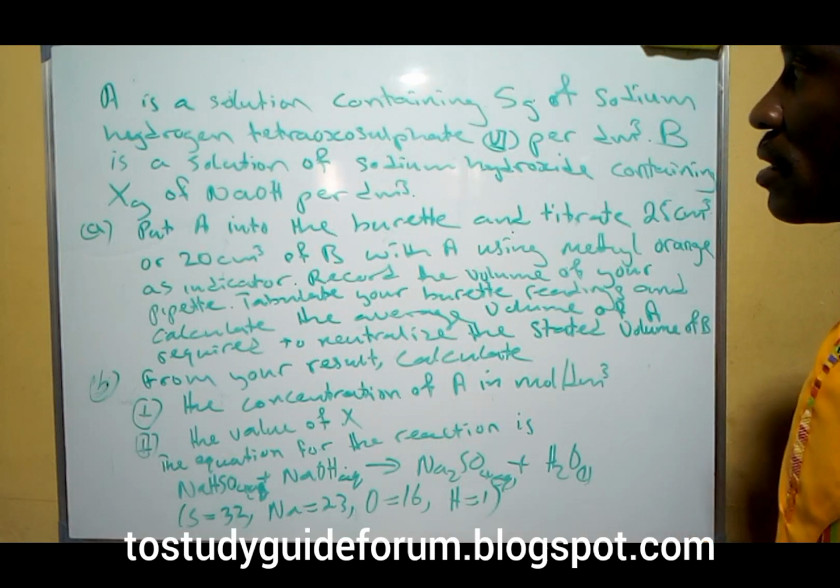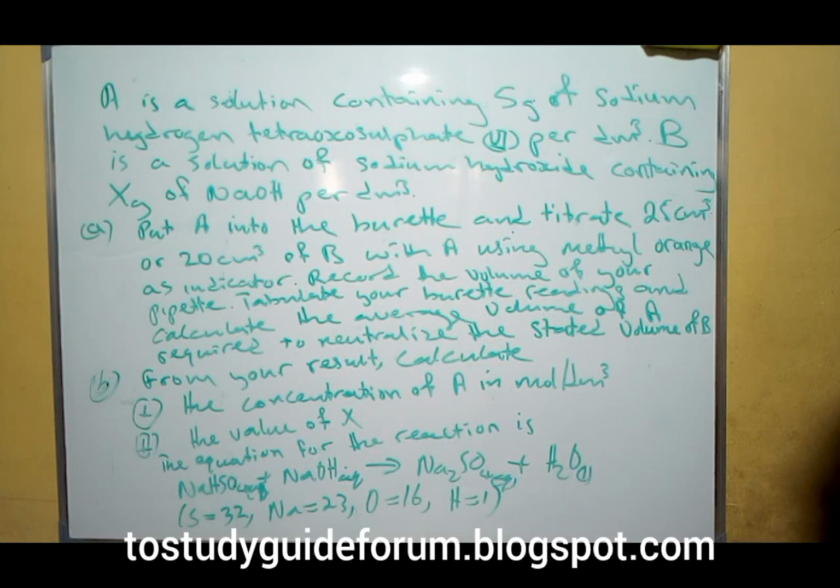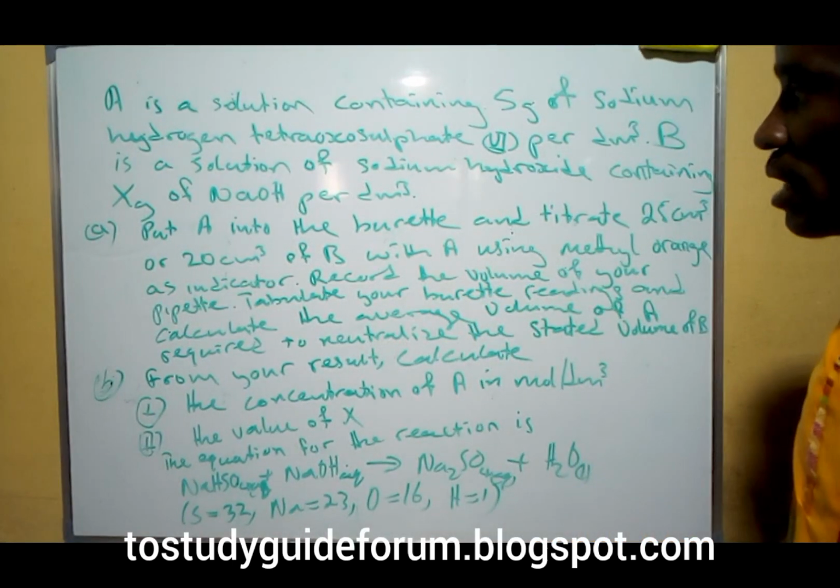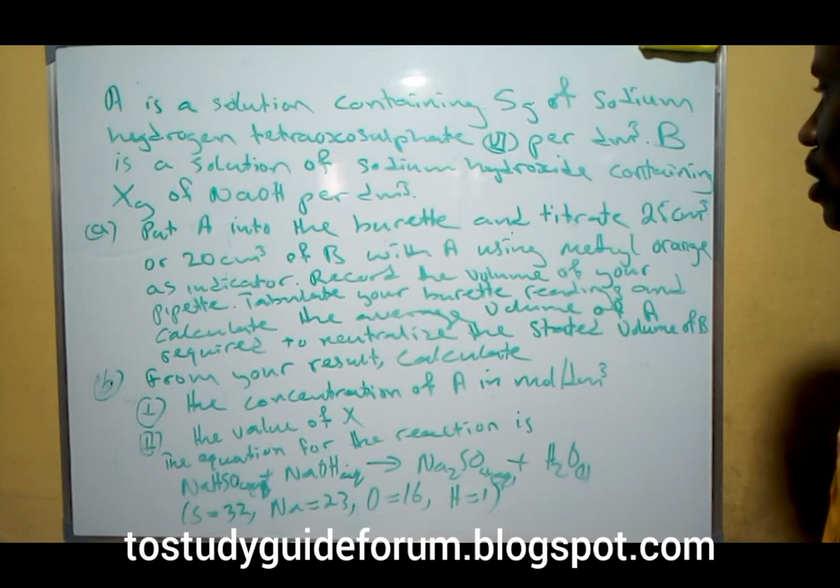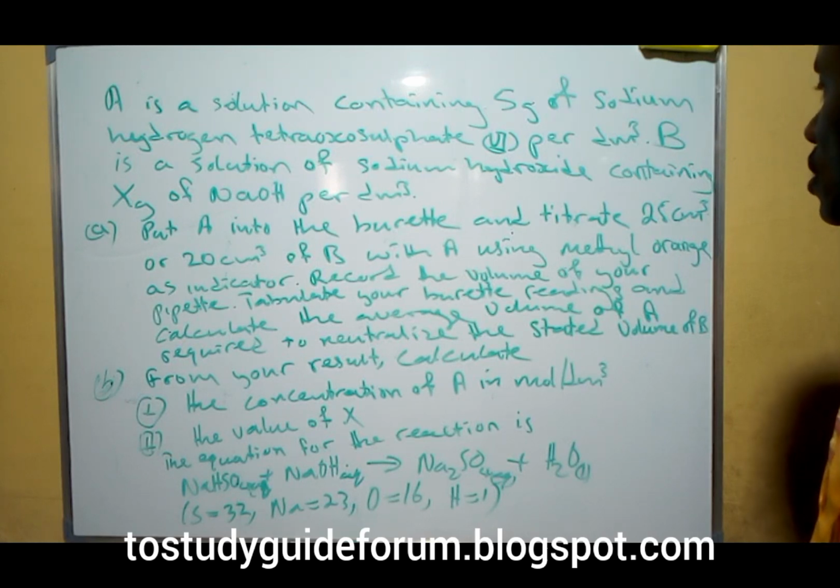In this volumetric analysis question, A is a solution containing 5 grams of sodium hydrogen tetraoxosulphate(VI) per dm cube. B is a solution of sodium hydroxide containing X grams of sodium hydroxide per dm cube. The practical instruction is to put A into the burette and titrate 25 cm cube of B with A using methyl orange as indicator.